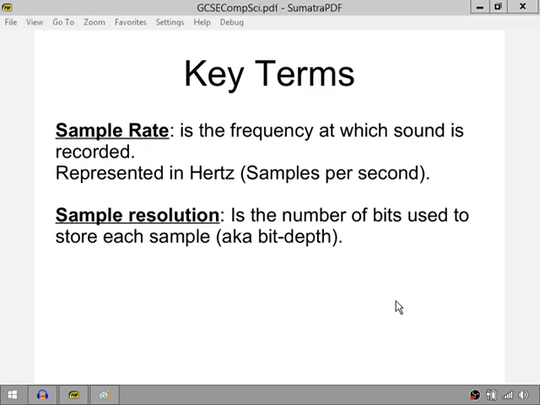Alright, so if this theory doesn't make sense at this stage, that's absolutely fine. I'm going to explain this in a bit more detail using Microsoft Paint. Then I'm going to go back over the theory again.